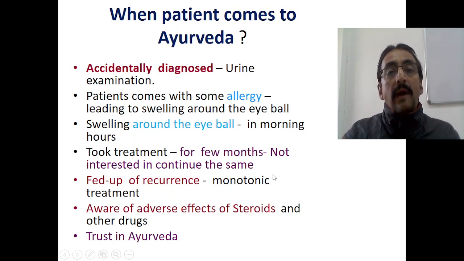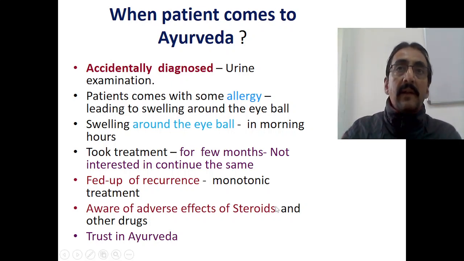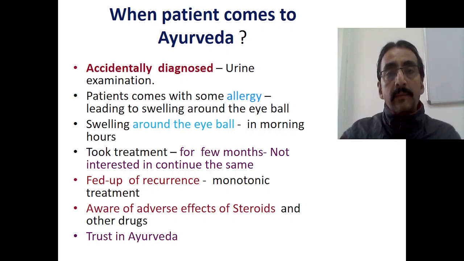So when patients come to Ayurveda, most of the time it is accidentally diagnosed on urine examination. Sometimes the patient comes with some allergy with an edematous facial area, etc., and then we go for a simple urine investigation. That time we find, yes, the patient is having proteinuria. Most of the time the patient comes after taking treatment for a few months and is not interested to continue the same. Then they come to Ayurveda. They are fed up with recurrence and this monotonous treatment schedule. They are aware of the adverse effects of steroids and other immunosuppressive drugs, then also they come to Ayurveda. And a few people come with total trust in Ayurveda.